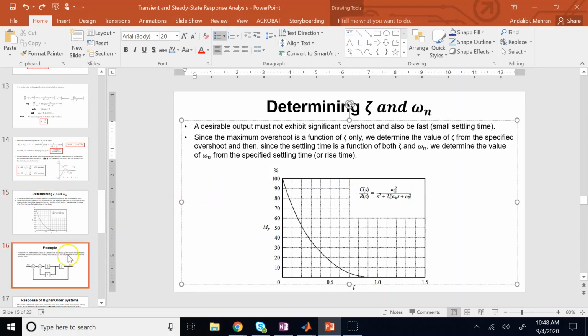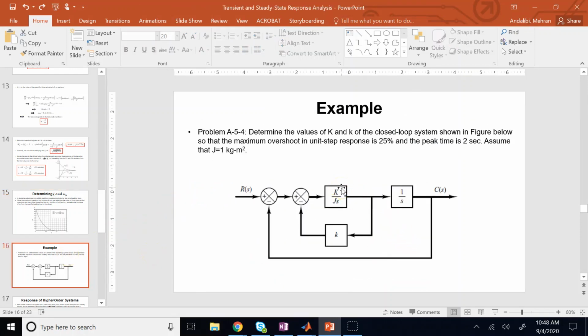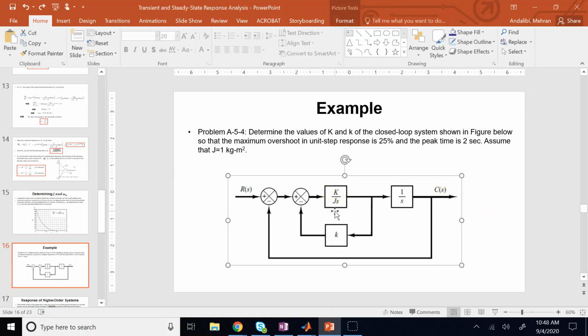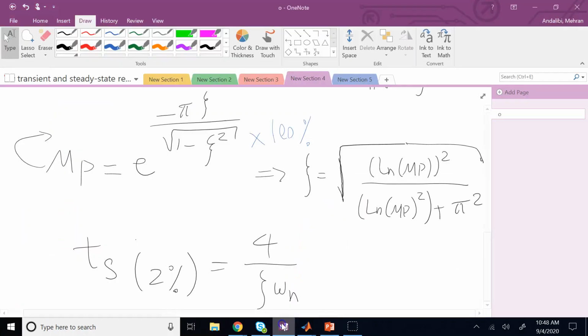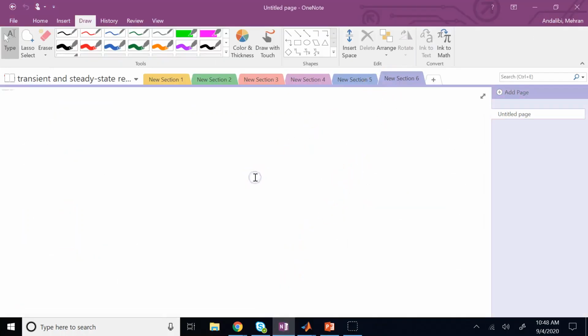Let's look at an example together. This is problem A54 of your textbook. It says determine the values of capital K and small k such that the closed loop response of the system below shows a maximum overshoot of 25% and a peak time of 2 seconds. Assume that the moment of inertia J is 1 kilogram meter squared. So J is simply 1. In this case, 2 seconds peak time, 25% overshoot. Let's look at this together.